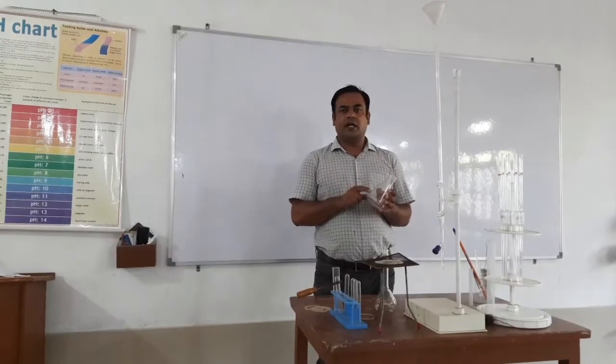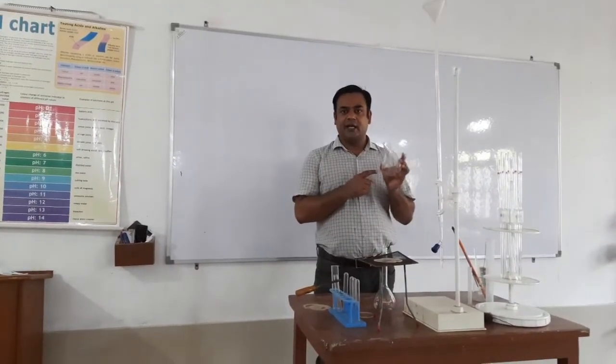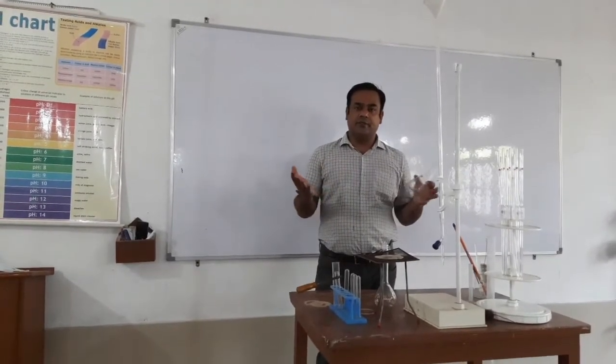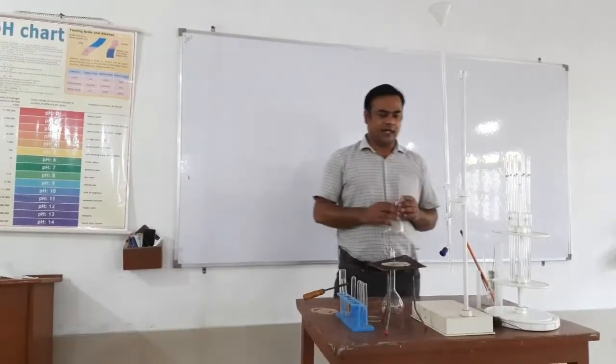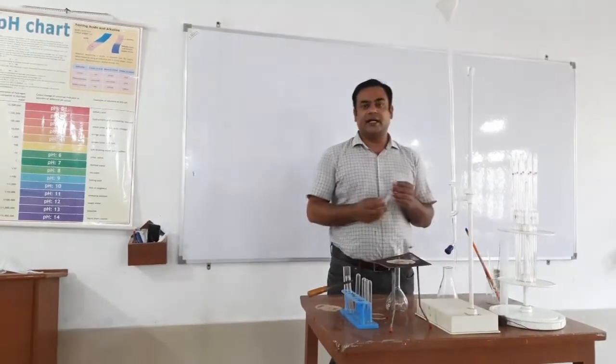This conical flask comes in different volumes. For example, here in my hand, it is a 250 ml conical flask. It comes in bigger 500 ml also, and 100 ml also. So this is the conical flask. Second thing is the measuring cylinder.